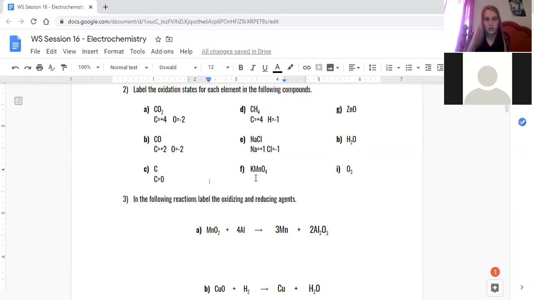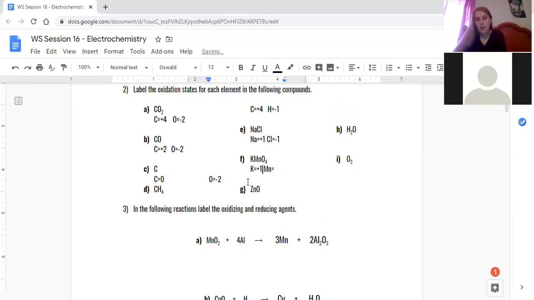So then over here, we're gonna have to do this one. This one's a little bit more complicated. So just like before, we know that oxygen is going to be -2. So yeah, oxygen is -2. And K is in the, potassium is in the first group, so that makes it +1. And then manganese is going to be one of those strange ones.